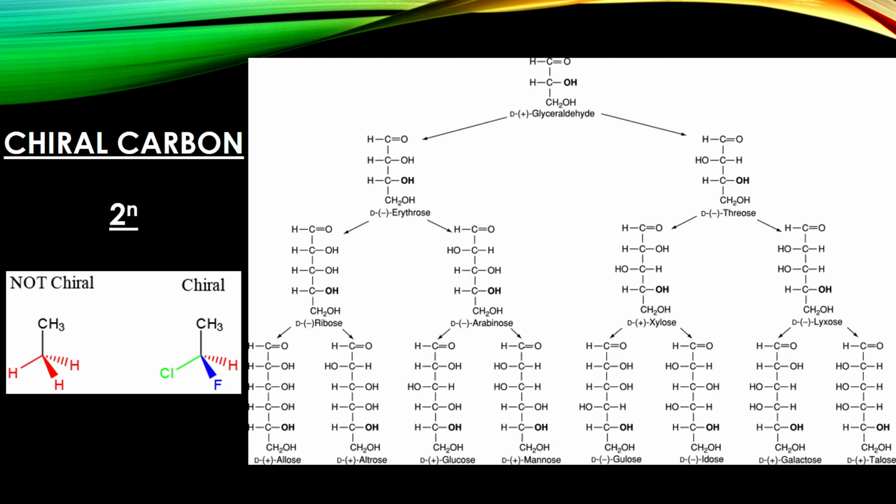The number of stereoisomers, based on chiral centers, is calculated by 2^n, where n is the number of chiral centers. So in the case of tetrose, which has 2 chiral carbons, it is able to produce 4 stereoisomers. Pentoses will have 8, and hexoses will have 16 types of stereoisomers, and so on.